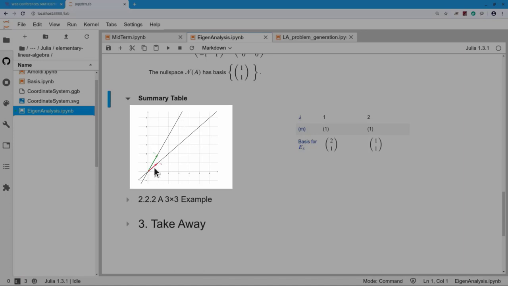The red arrow is the eigenvalue 2 basis vector. So for any vector on this line, if we apply A to it, we are going to find 2x as the result. For example, if I apply A to the vector x2 here, that goes through 1, 1, then A applied to that vector is going to go to 2, 2.